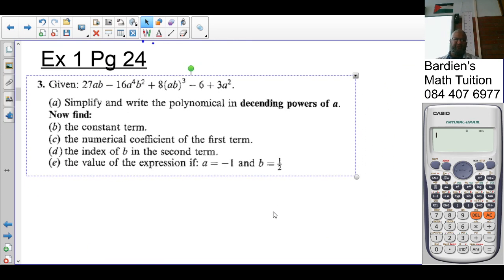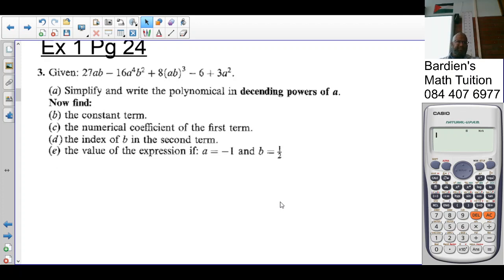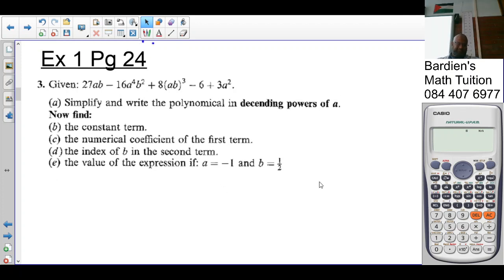Okay. Right, number 3. It says simplify and write the polynomial in descending powers of a. So now they're working in the reverse, or they're working from biggest to smallest. Are you all okay with that? Okay.